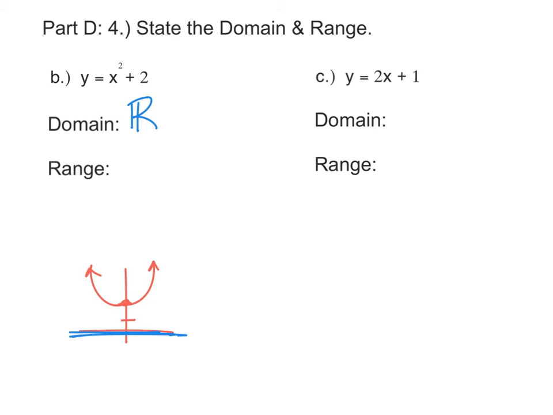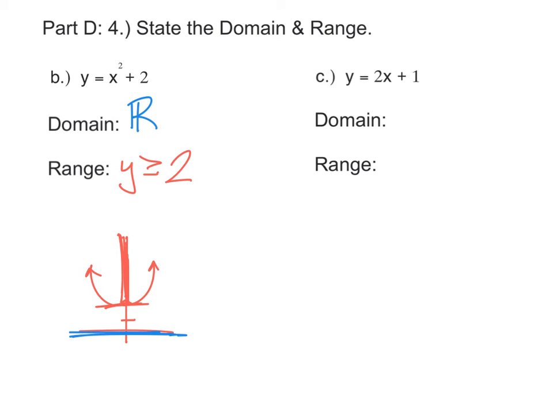The range, however, you notice is the y's. And as far as y coordinates go, the smallest y I could use is this 2, but otherwise I could use everything that's up above it. So we say that y is going to be greater than or equal to 2.